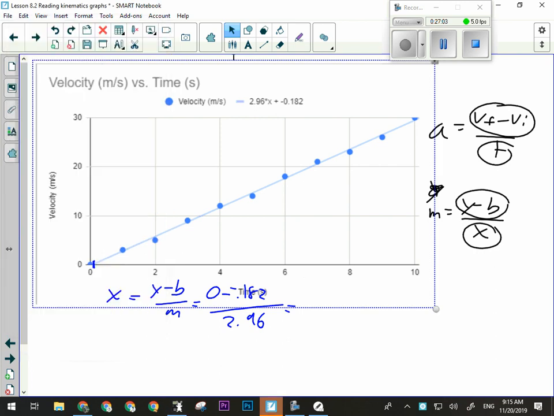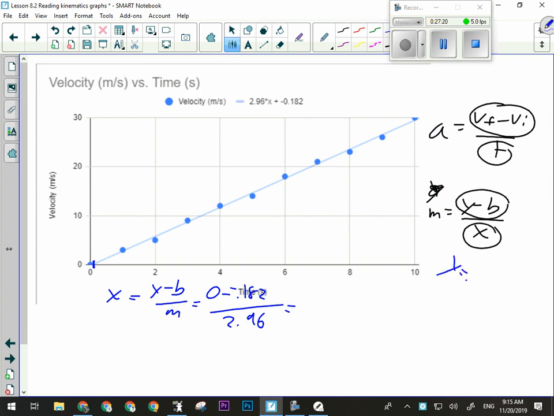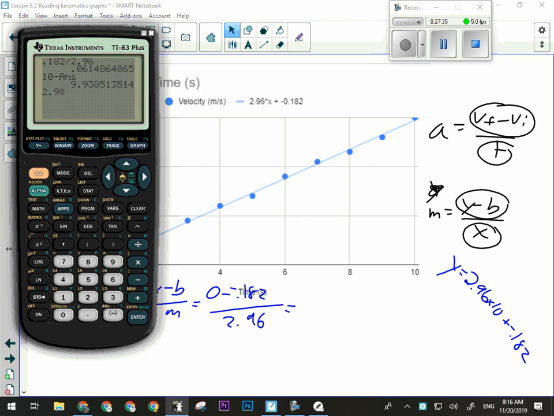Now I want to calculate the height of my triangle. How do I do that? Same way I did on the last graph. I solve for what y is when x is 10. Okay, so that'll get me y, which will be the height of my triangle. 2.96, okay, well, we'll just say 29.6 because we'll be smart about it, plus or minus 0.182.